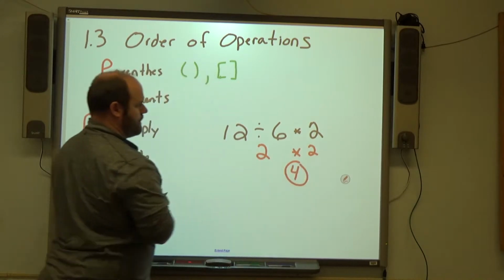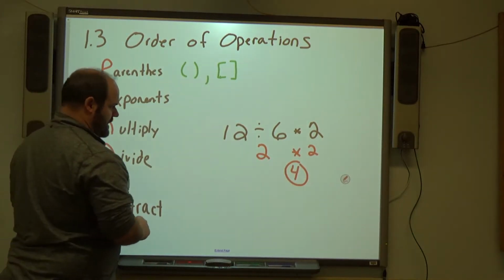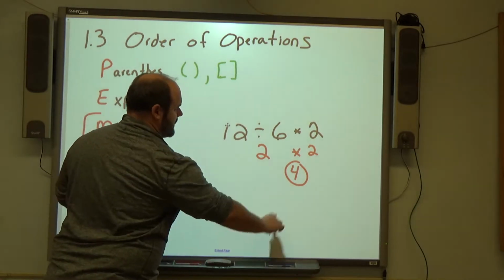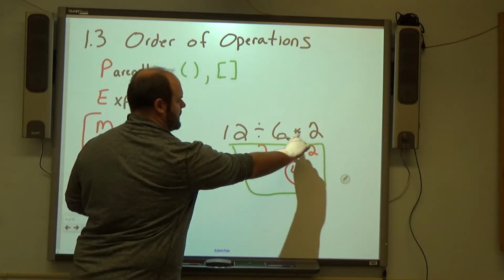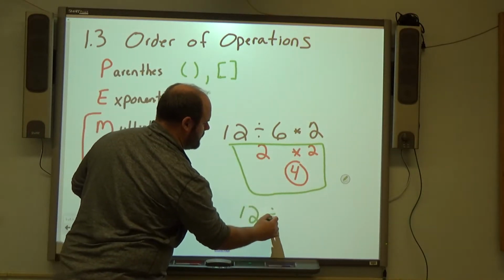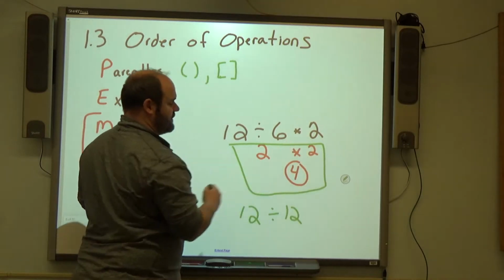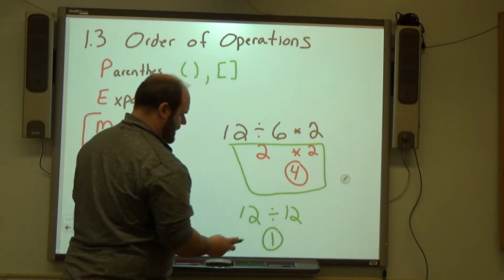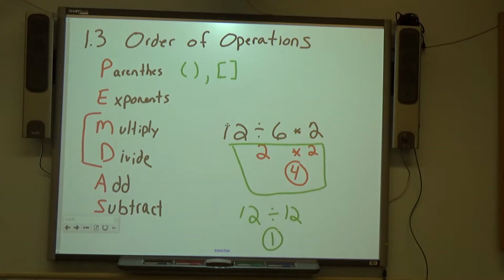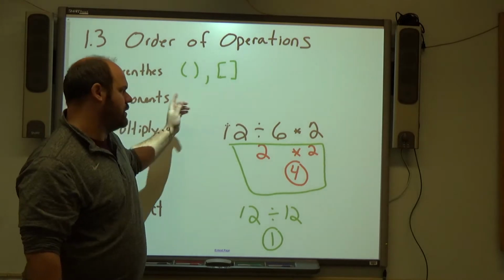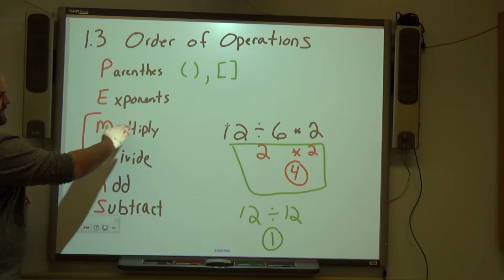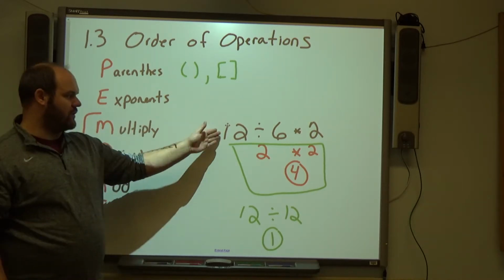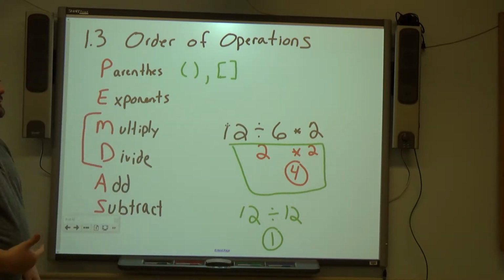So 12 divided by 6 is 2, and we still take it times 2, which is 4. Now if I did multiplication first, I would end up with 12 divided by 12, because 6 times 2 is 12, and I would get 1. I get two totally different answers, so you have to be careful. If multiplication and division are on the same level, you just work left to right. It does not matter if multiplication comes first in the list. In this case division came first, so we do division first and multiplication second.